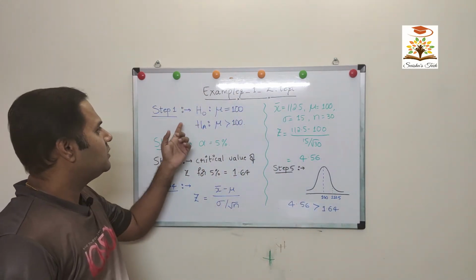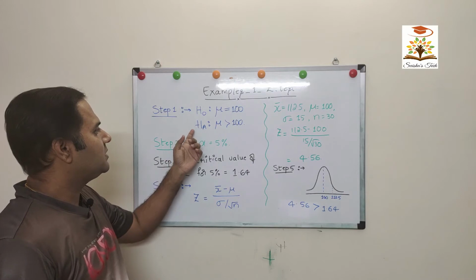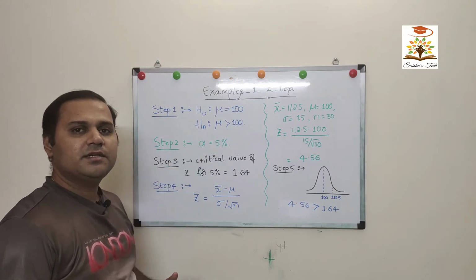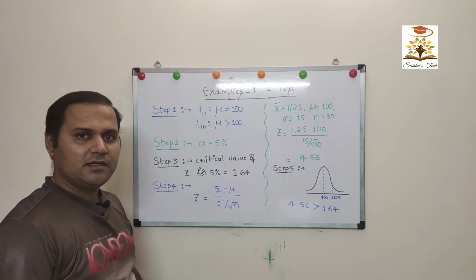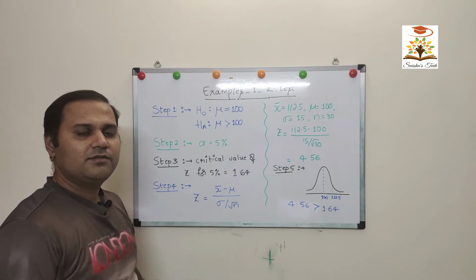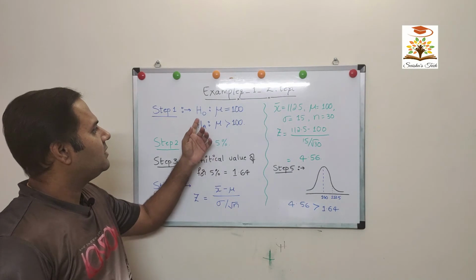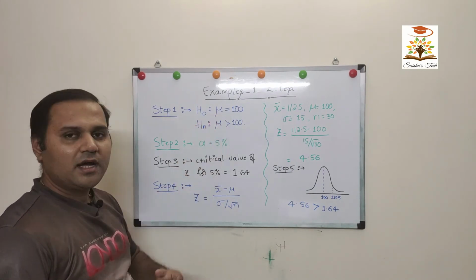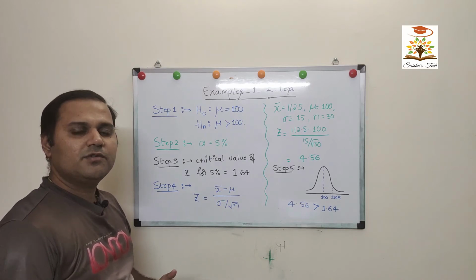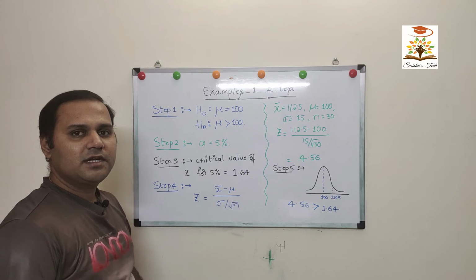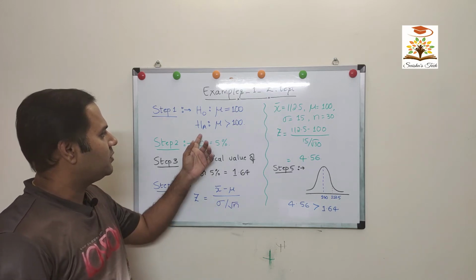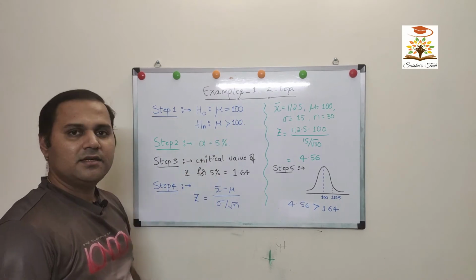Step 1 would be choosing the null hypothesis and alternative hypothesis. As the population mean IQ score is 100, which is a well-known fact, we will consider that as the null hypothesis, which is mu equal to 100. The claim of the principal is that the students have above average IQ score in the school, which would be our alternative hypothesis, mu greater than 100.